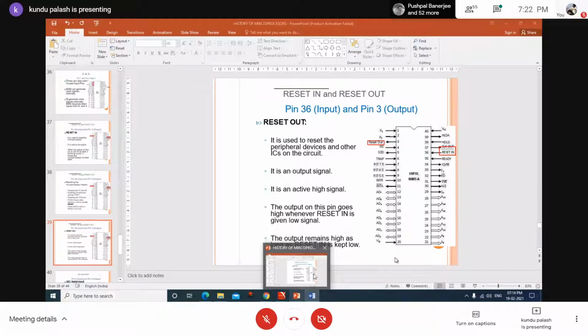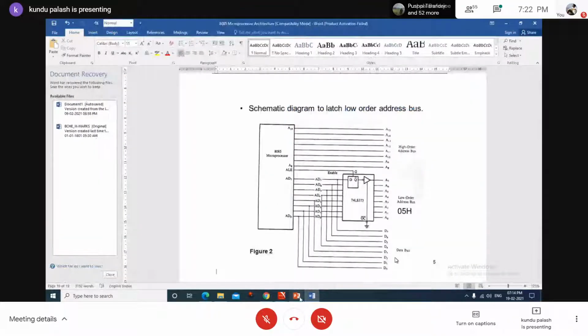So can you suggest a book for this? Morris Mano is a textbook of digital electronics, one of the best books. There are so many books on digital electronics, but I suggest Morris Mano. For example, I can show right now.